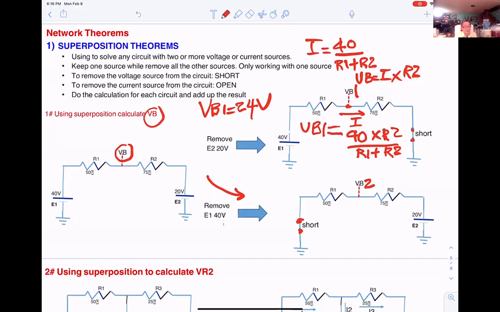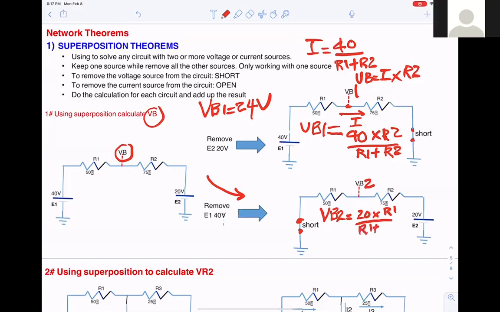Same way, you can calculate it by voltage divider. Tell me, VB2 equals what? 20 times R2 divided by R1 plus R2, and you get 8 volts.